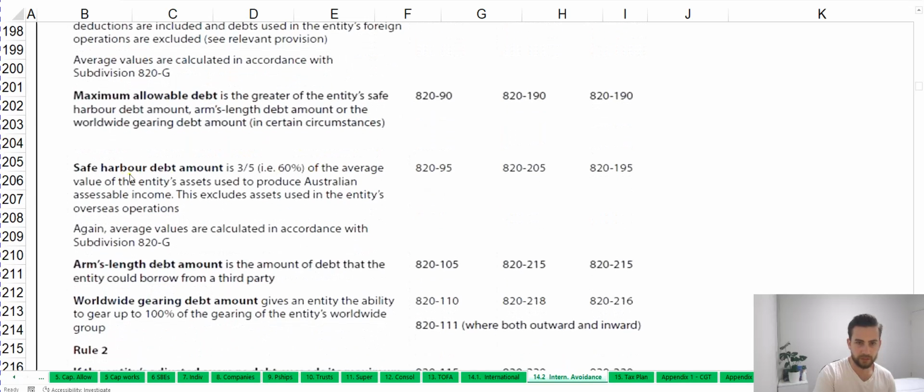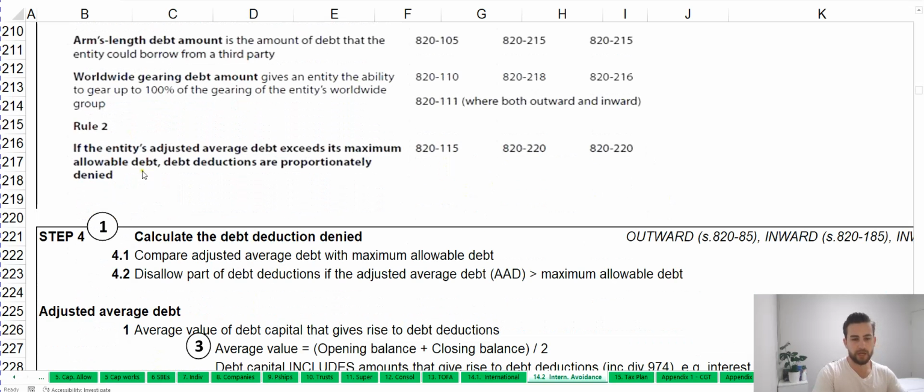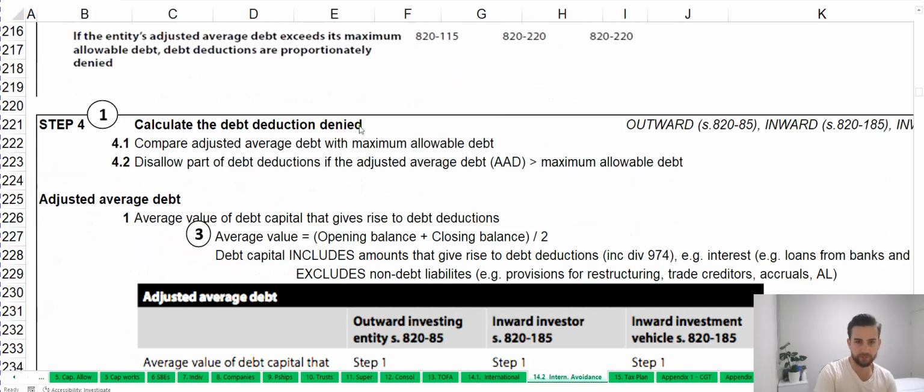Safe harbor debt, arm's length debt, worldwide gearing amount. What's the dollar value for all three of these? And then we figure out what's the highest of the three, and that's your maximum allowable debt. That's your threshold. And above that, you can't claim any interest deductions on that. And it says here, proportionally denied above that threshold. There's your section references over here.